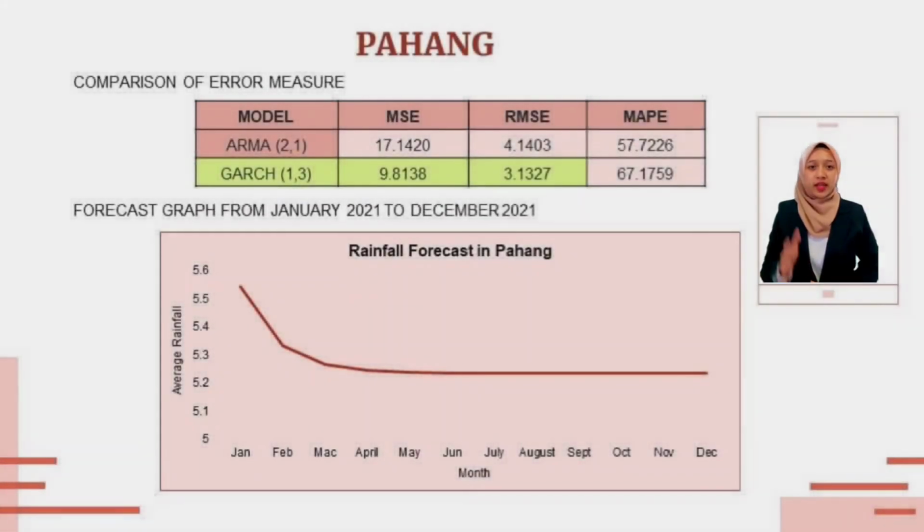According to the result in the table above, GARCH 1.3 is the best model since it gives the lowest value of MSE and RMSE in forecasting the future value of monthly rainfall in Pahang. And lastly, the graph below shows the rainfall forecast in Pahang for GARCH 1.3. The forecast graph shows a curve from maximum to minimum value and a slowly decreasing pattern from January until December 2021.